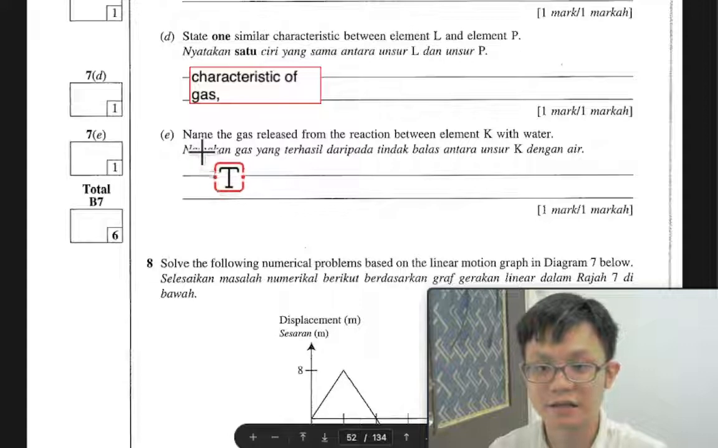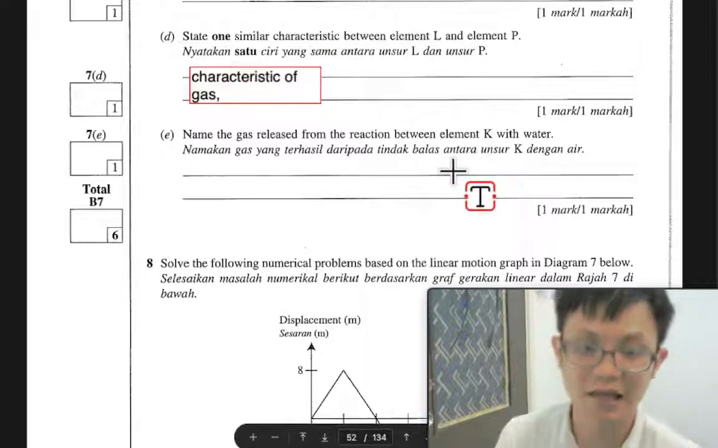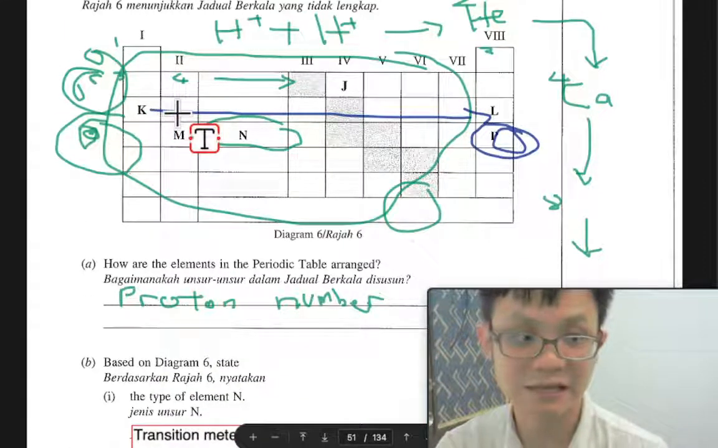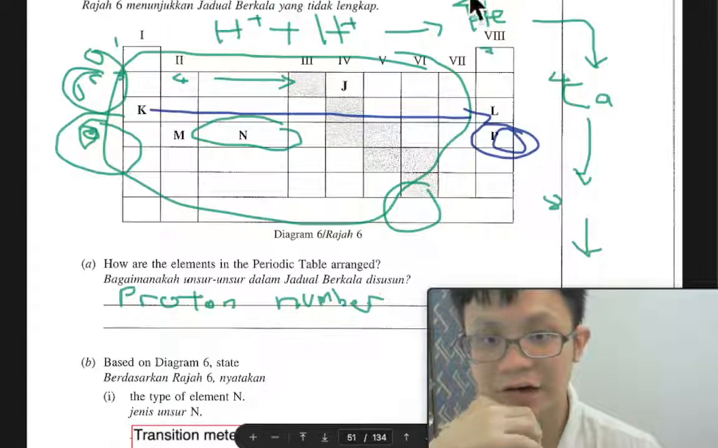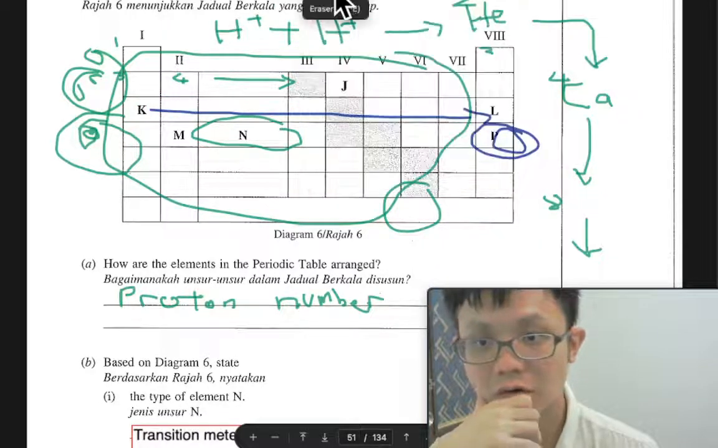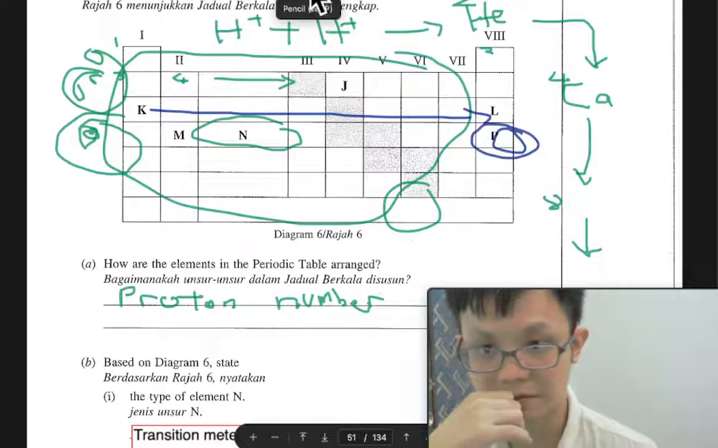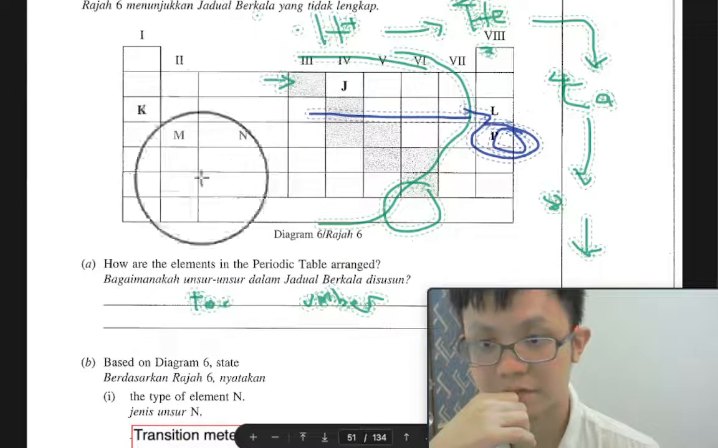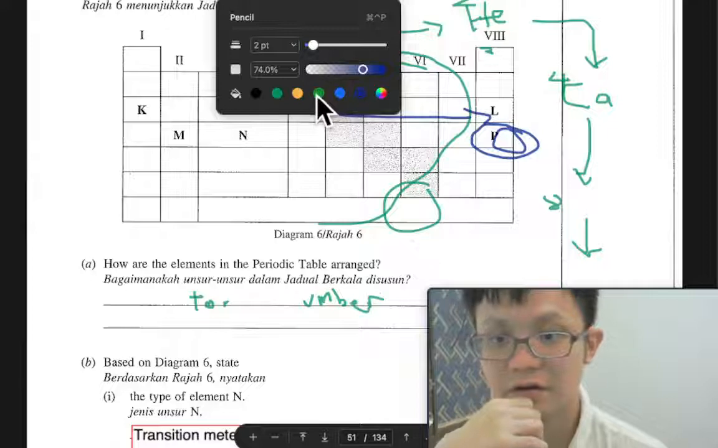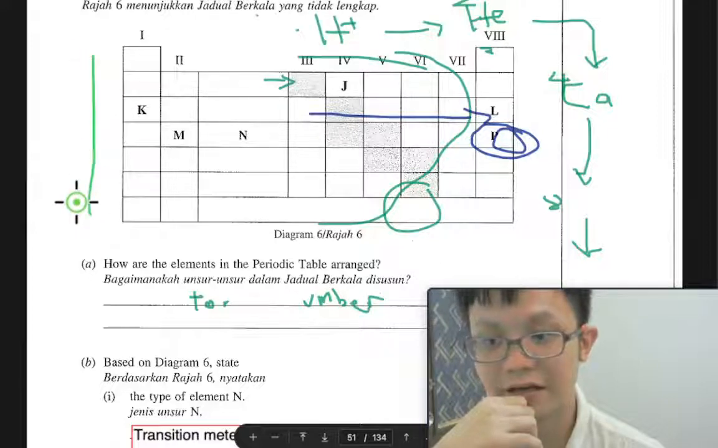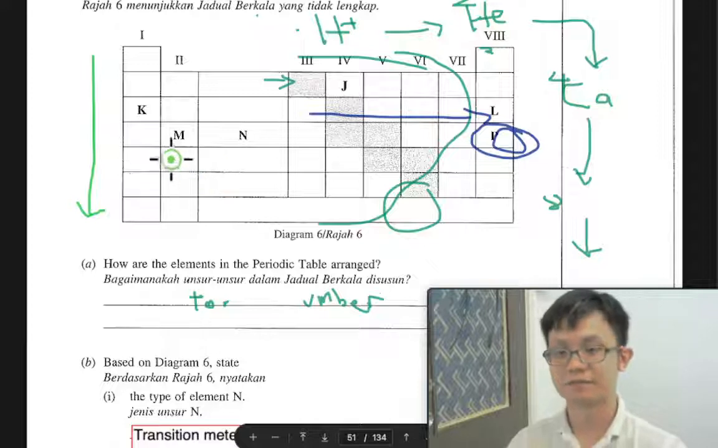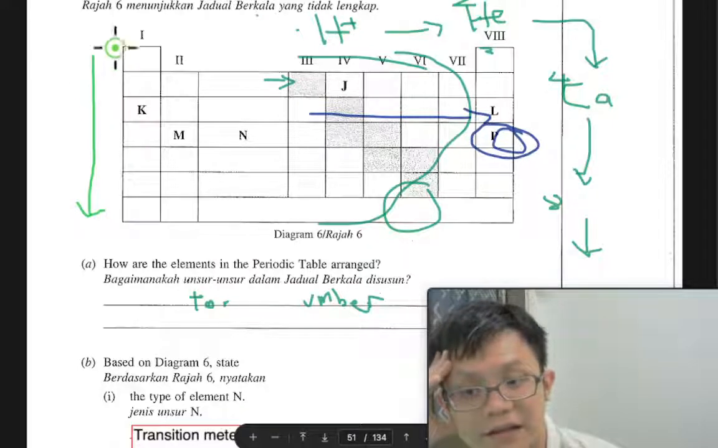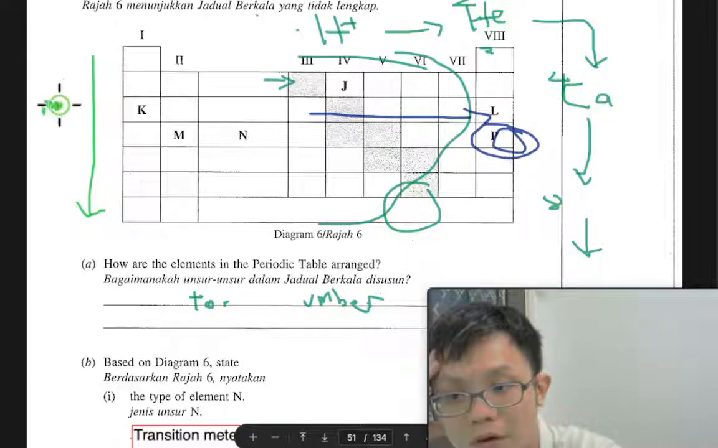Okay, next question. Name the gas released from the reaction between element K and water. K is on the most left side. For group 1, is it stable or not stable? Not stable, very good. As it goes down, it will become more reactive.